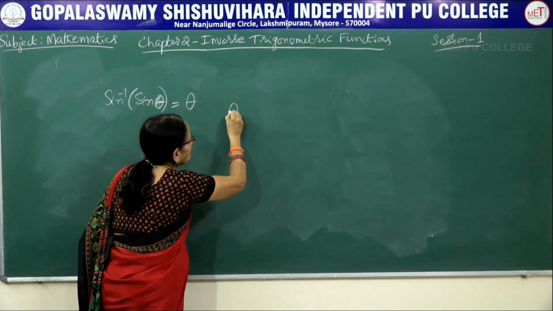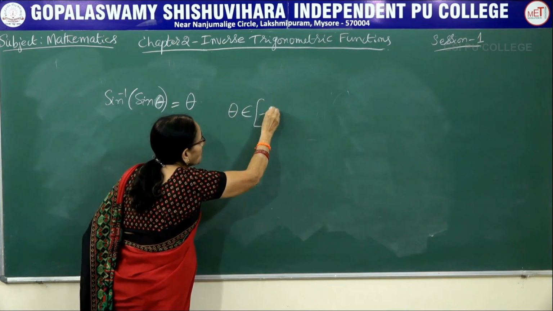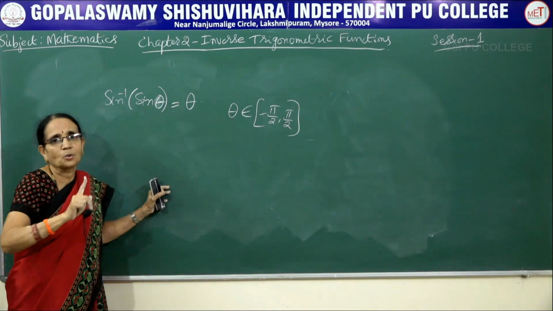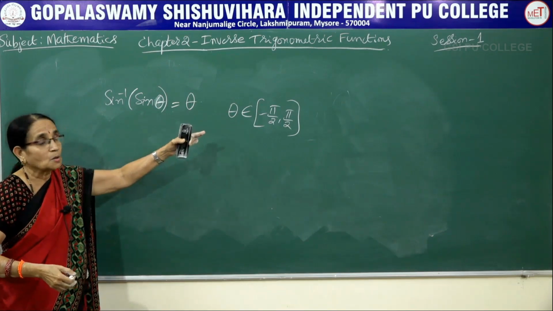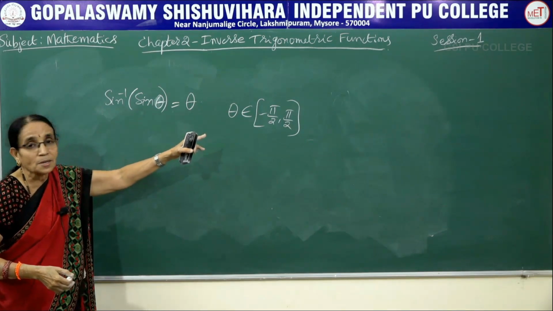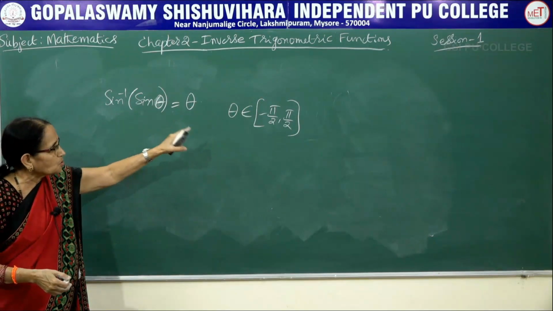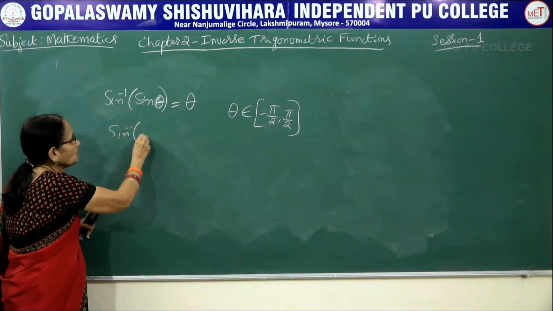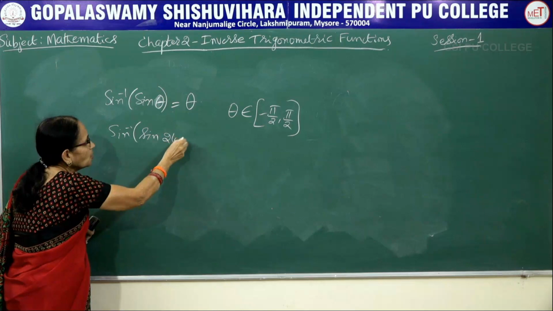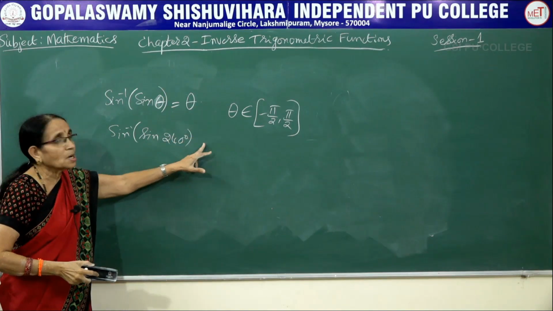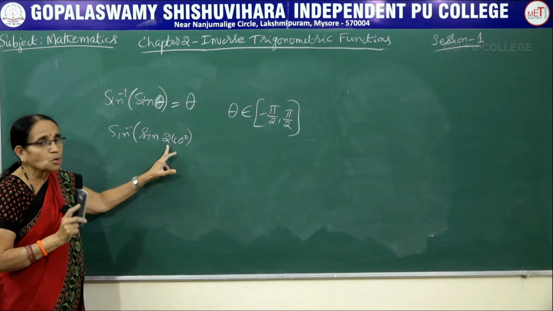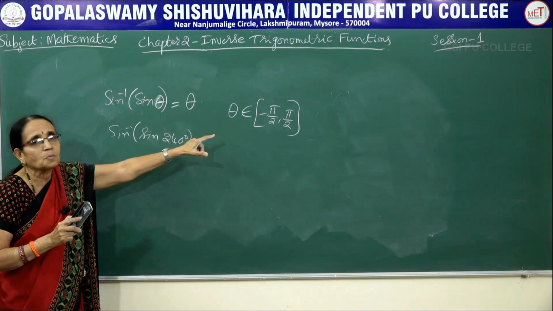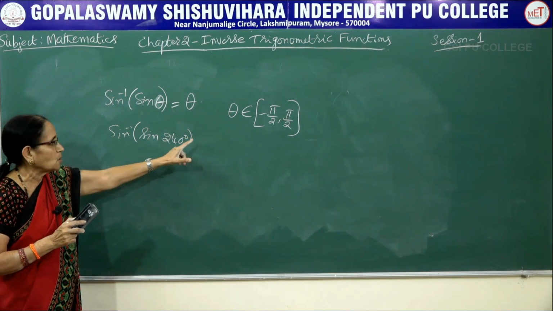What is the condition here? Theta should belong to the closed interval, that is, it should belong to the principal value branch, because you cannot take any other value. So it is minus pi by 2 to plus pi by 2. It lies in the closed interval. Then only you can write. Suppose I am having sine inverse of sine of 240 degrees. In that case, don't write the value to be 240 degrees. You have to use the allied angle rules and convert this into an angle which lies in that particular interval. Then only you can write the value, not otherwise.